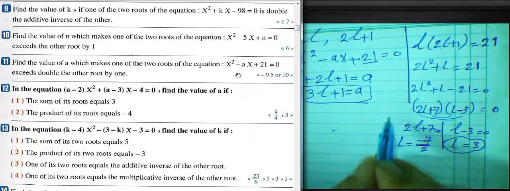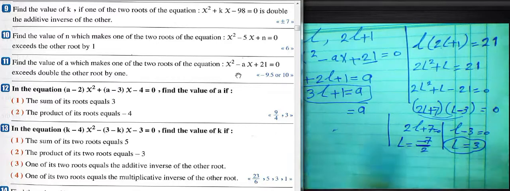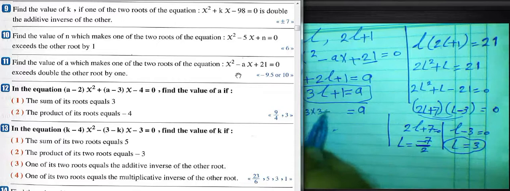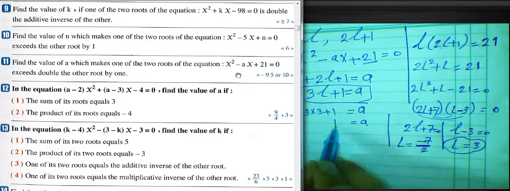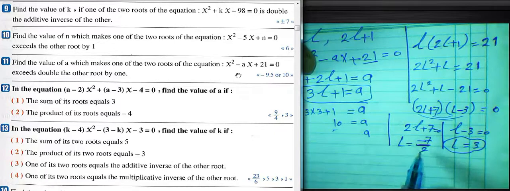So we can find the result of a. a equal 3 multiply l plus 1, 3 times 3 plus 1. a equal, 3 times 3 equal 9, 9 plus 1 equal 10. For the first and the second, we can write the result here. Look at it with me. l equal negative 7 over 2.